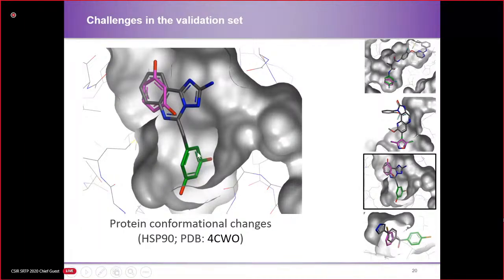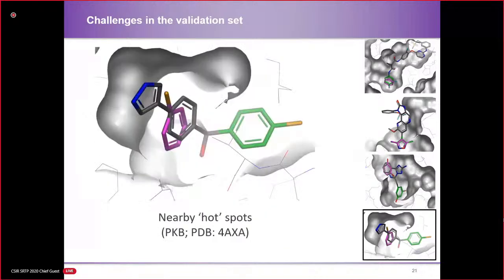However, this protein, this cavity is not formed in this structure. It only forms when the ligand goes there. But we have a static structure to start with, and this is quite a challenging task for all computational tools.